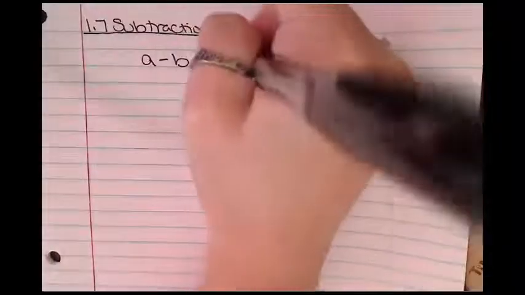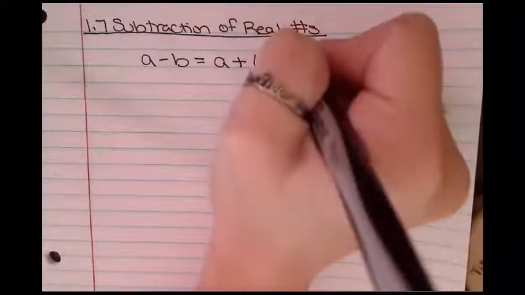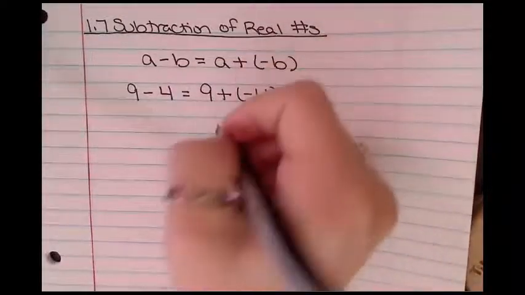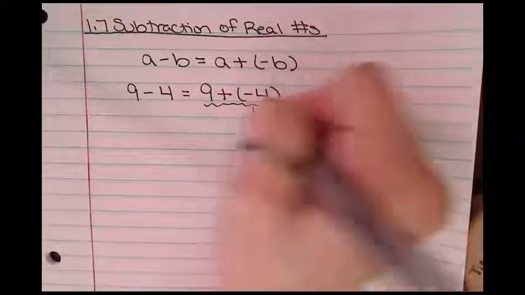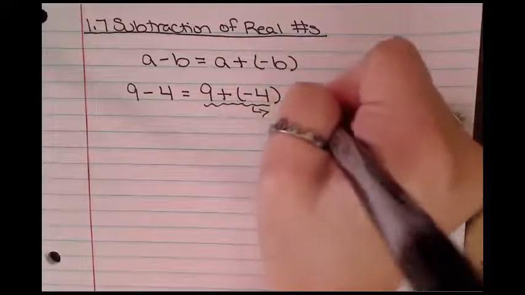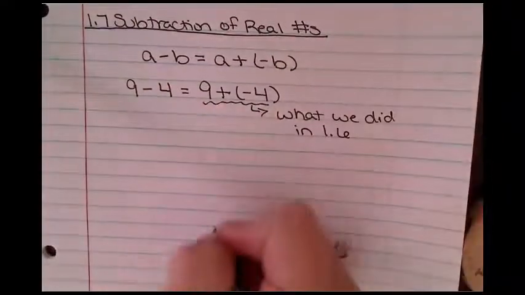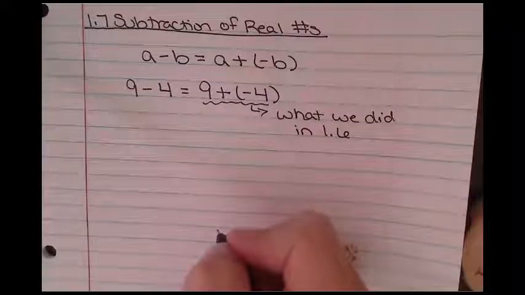In general, that's going to be like a minus b, but another way you can think about it is a plus a negative b. So really, subtraction is just adding the negative. We can see that if we look at 9 minus 4. We could rewrite that as 9 plus the negative 4. And this right here is what we did in section 1.6. So subtraction and addition of the real numbers is very, very similar.